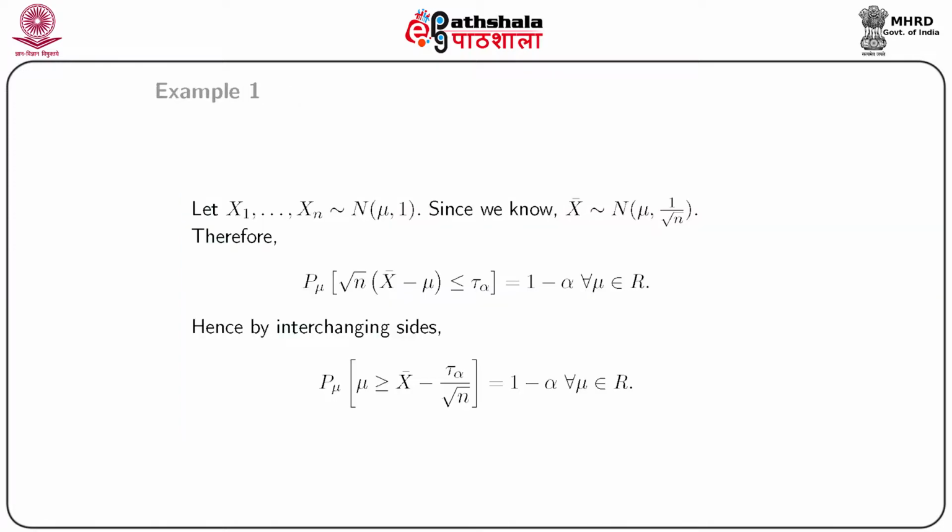For example, if X1, X2, ..., Xn is a random sample from a normal(mu, 1) population, then X bar follows a normal distribution with mean mu and standard deviation 1 by root n. Therefore, the probability under mu that root n times (X bar minus mu) is less than or equal to tau alpha is equal to 1 minus alpha, where tau alpha is the upper 100 alpha percent point of a normal(0, 1) distribution. Hence, by interchanging sides, we get the probability under mu that mu is greater than or equal to X bar minus tau alpha by root n is equal to 1 minus alpha. Therefore, (X bar minus tau alpha by root n, infinity) is a 100(1 minus alpha) percent confidence interval for mu.